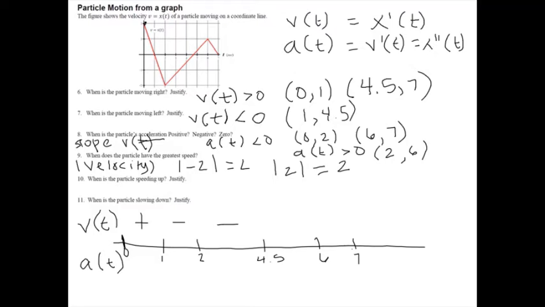And from 4.5 to 7, the velocity is positive, and we did that in question 6. And then the acceleration, from 0 to 2, it has a negative slope. From 2 to 6, the acceleration has a positive slope. And from 6 to 7, negative slope. So for speeding up, I want the signs to be the same.